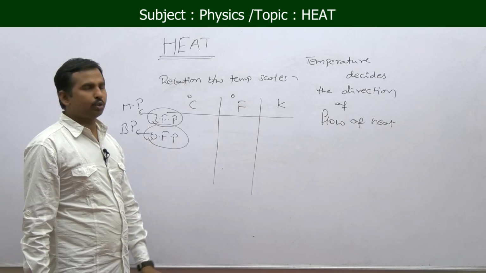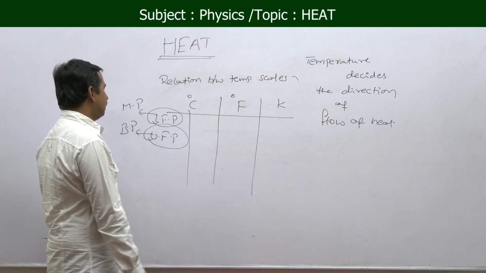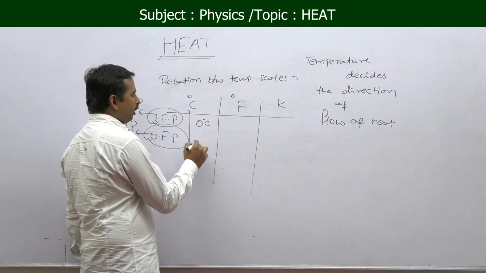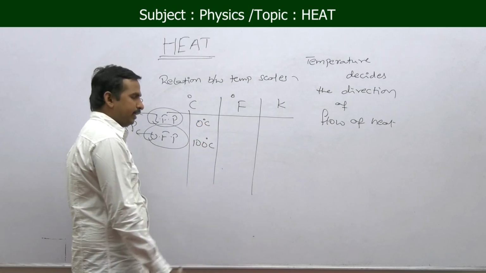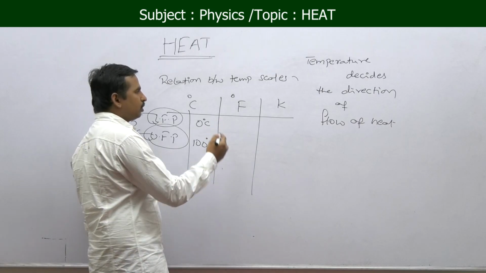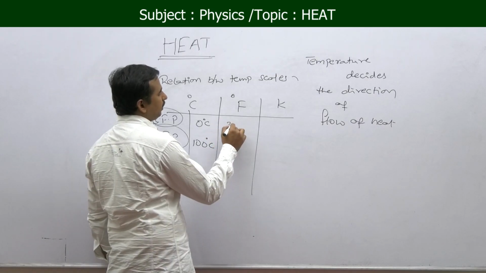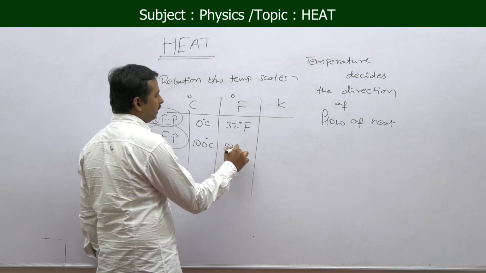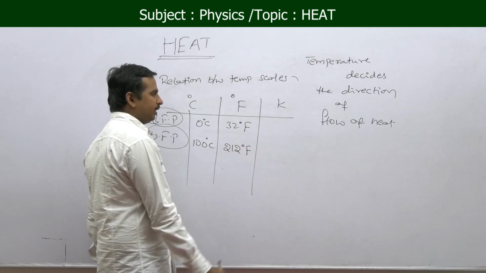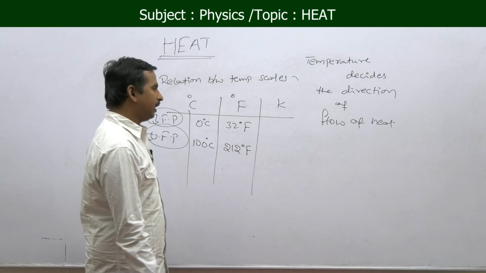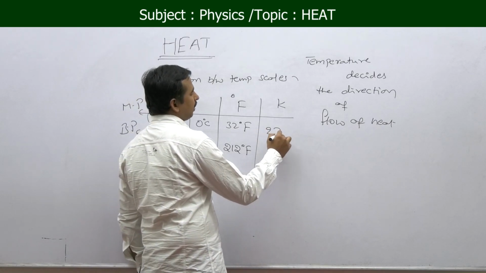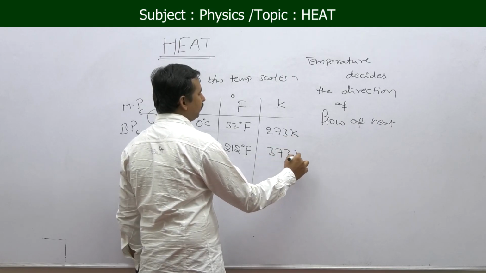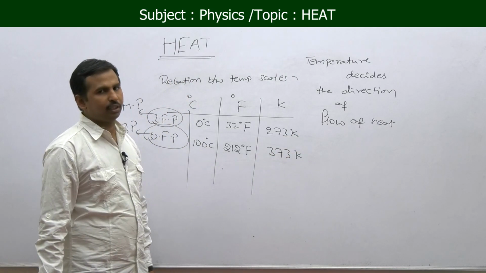Then in the case of degrees Celsius, the melting point is 0 degrees Celsius and the boiling point on the Celsius scale is 100 degrees. In the case of Fahrenheit, the lower fixed point is 32, whereas the upper fixed point is 212 degrees Fahrenheit. In the case of the Kelvin scale, 273 Kelvin is the lower fixed point and the upper fixed point is 373 Kelvin.